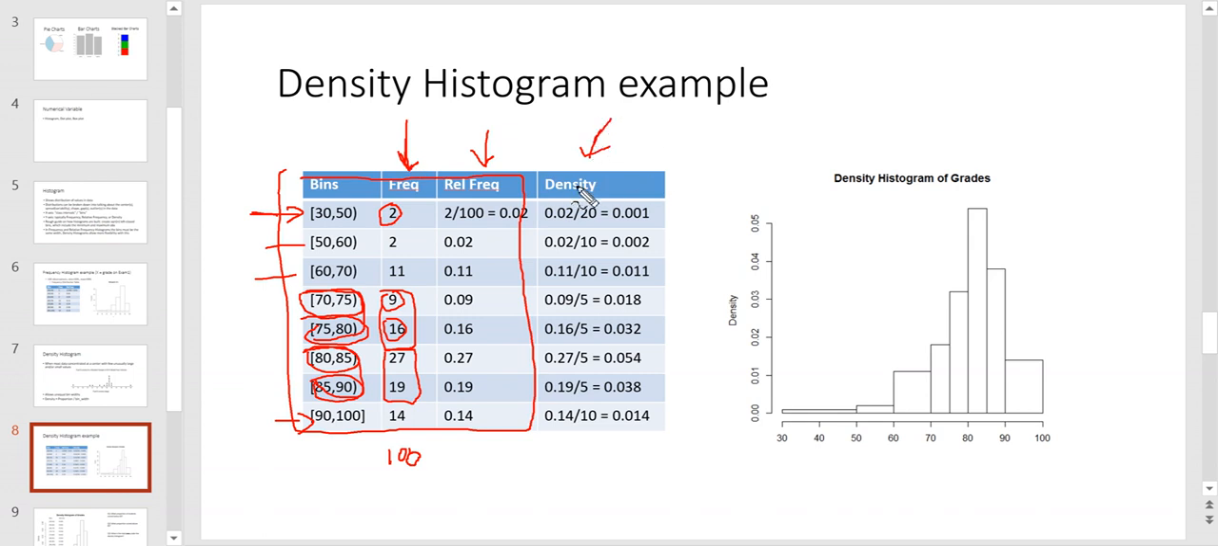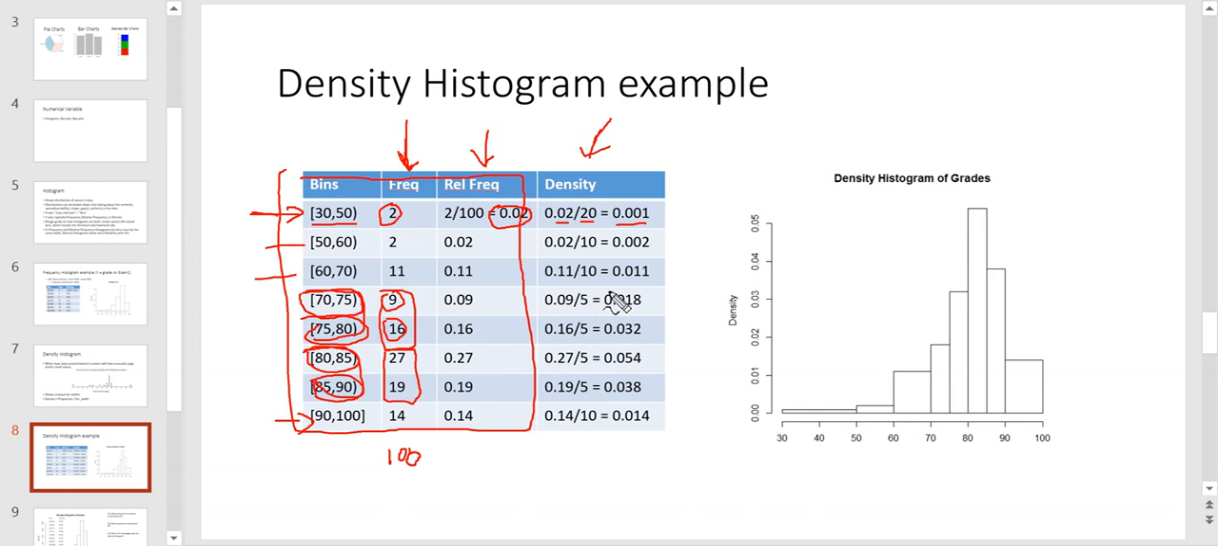And how do I compute density? Proportion, or relative frequency, over bin width. So here are my proportions. I take the proportion, I divide it by the bin width, which is 20 in this case, so 0.02 over 20. Boom. My density is 0.001. Do not ever convert that to a percentage. That is a density. It's a more abstract notion than proportion. Okay? So just look at it as it is.